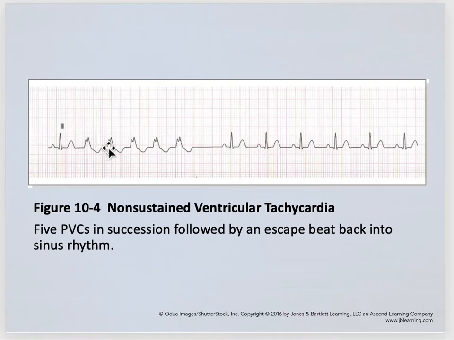Here we have 1, 2, 3, 4, 5 PVCs in this photo. It doesn't need to be 5 PVCs, but this is a run of non-sustained VTAC, a compensatory pause, and it goes back into the SA node, back into normal sinus rhythm. So that's what we call non-sustained VTAC. Dangerous, but not as dangerous as if the patient had remained in VTAC.